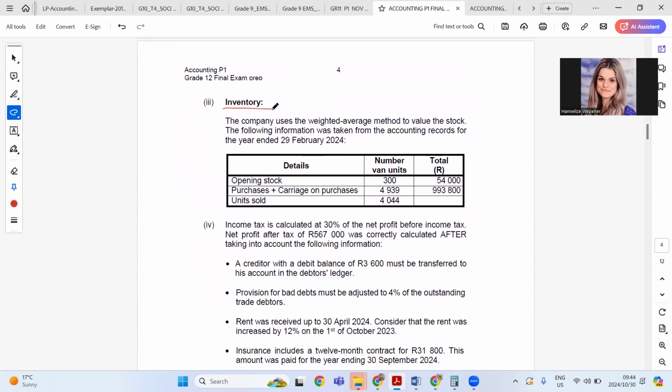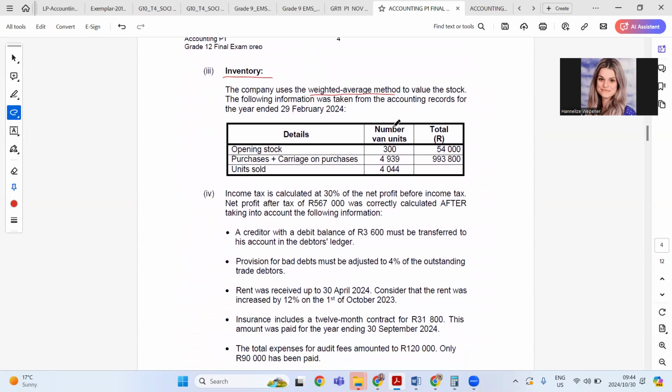It says that the company uses the weighted average method. Weighted average means the average value of your stock. So that means your opening stock total value plus your purchases and carriage on purchases, the total value, and you divide that by the number of units available for sale to see what the average cost was.